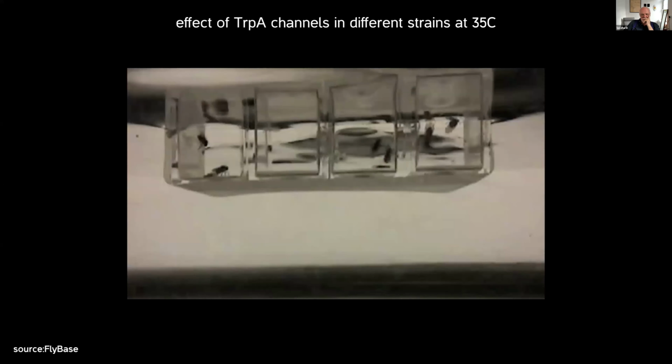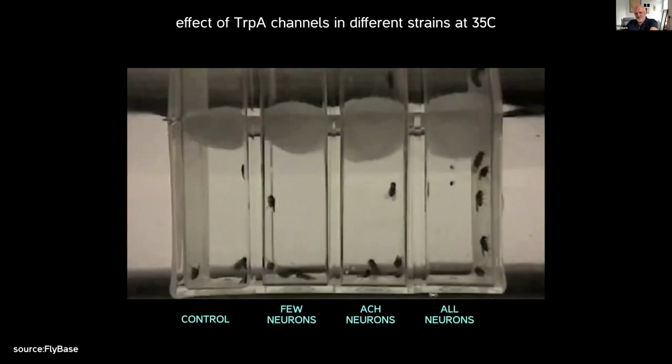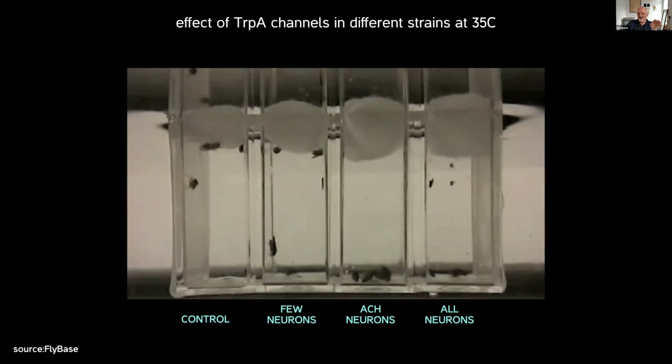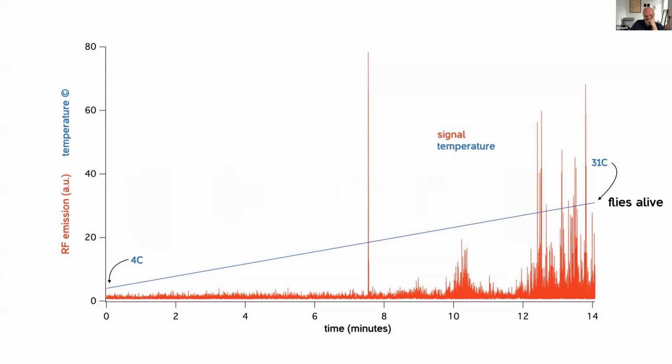So what we did was we used genetically engineered flies. Look at the two right-hand most containers here. These are flies that have ion channels in their neurons that are turned on by high temperature. The two on the right are having convulsions when you raise the temperature. So the question was, do the emissions from the flies get bigger when you raise the temperature in the resonator when the flies have these special ion channels? And the answer is yes.